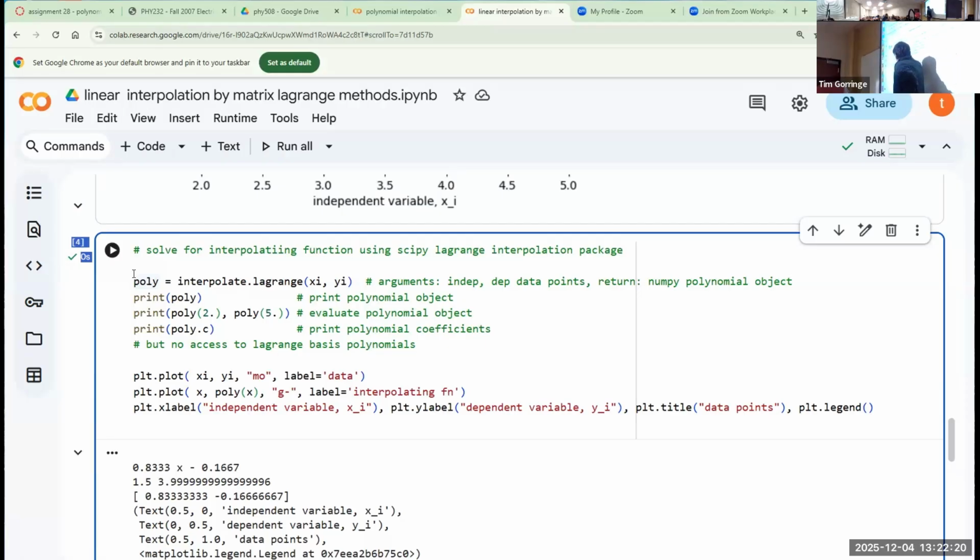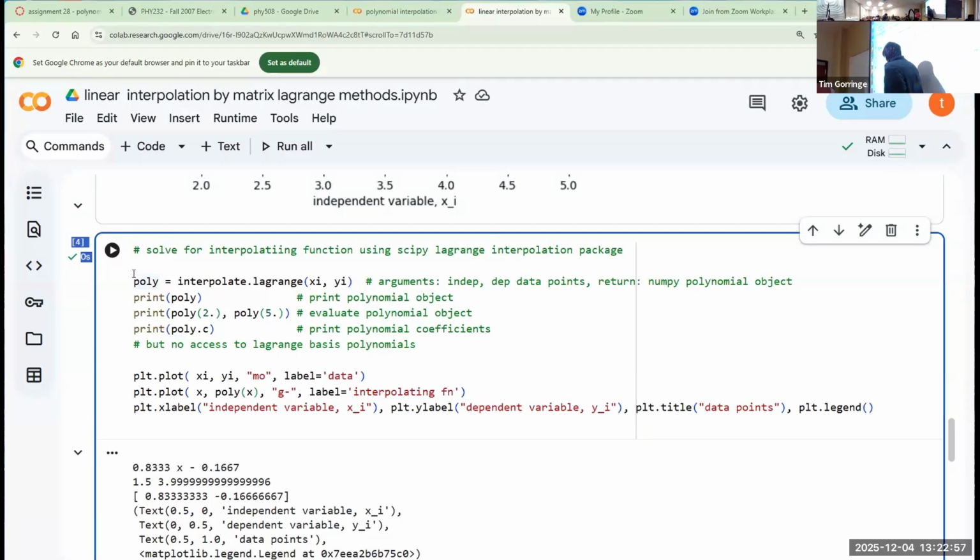If I give it a numerical argument here, it will calculate the value of that polynomial at the location of the argument. So I'm passing the x value of 2, the x value of 5. Those are the two data points. And it will return the values of the polynomial at those two locations. It's 1.5 and 4. And those were the dependent variable, those were the values of yi at the xi's. So it is a polynomial that goes through the data.